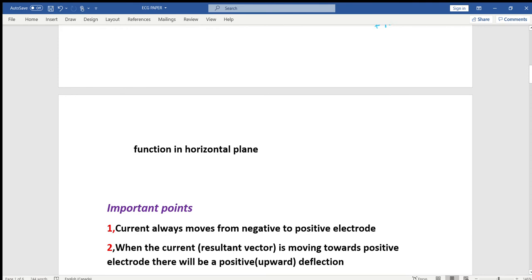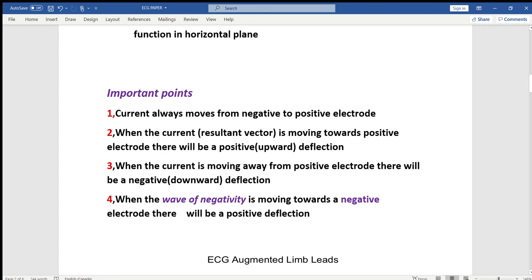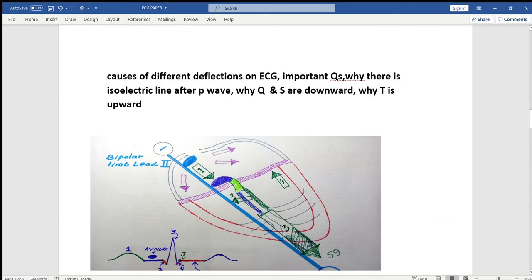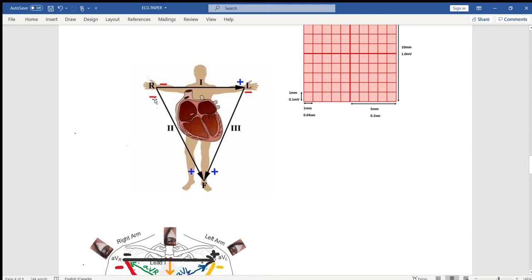Now, important points to understand: first of all, the current always moves from negative to positive. When I say lead number one, it is moving from the right shoulder to the left shoulder. Just wait, I would like to show a diagram here. This is the diagram for you. Lead number one is moving from the right shoulder, although it is placed on the wrist, but I am using the word shoulder, it is one and the same thing. From the right shoulder, from meaning negative, towards the left shoulder, towards meaning positive. So the current flows from negative towards the positive.